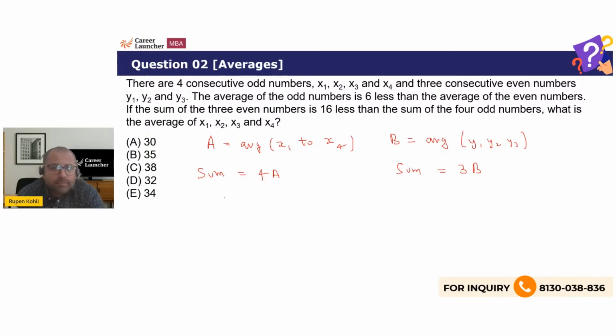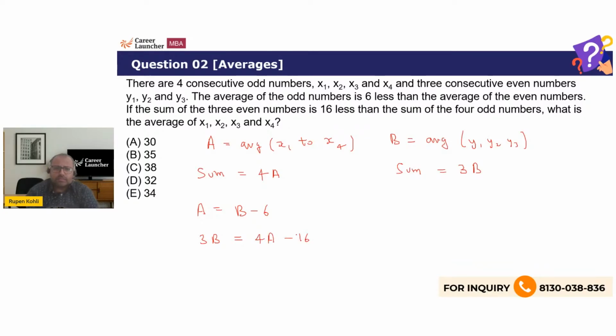Right? So the first statement is the average of the odd numbers, which means the first 4 numbers. That average A is given to be 6 less than the average of the 3 even numbers, which is B. So A = B minus 6 is the first equation. And likewise, the second equation is that the sum of the 3 even numbers, which is 3B, is 16 less than the sum of the 4 odd numbers, which will be 4A. So 3B = 4A minus 16.